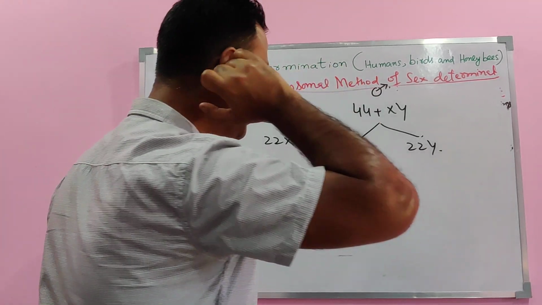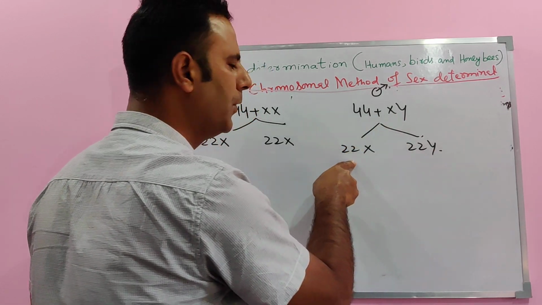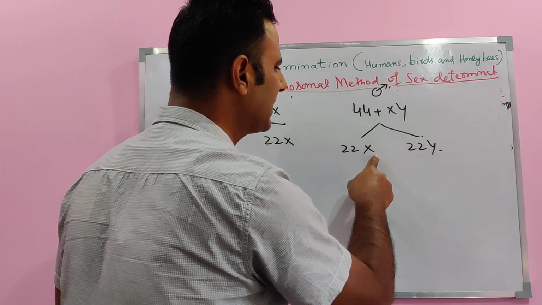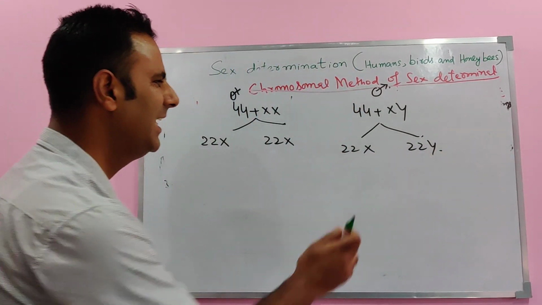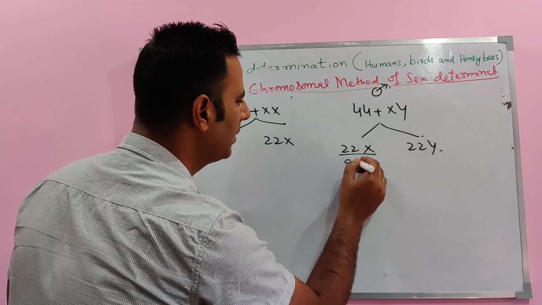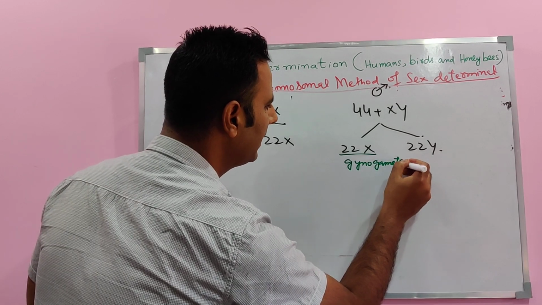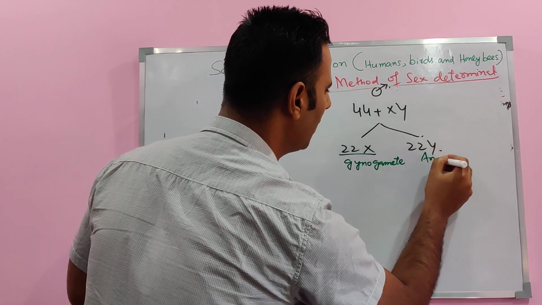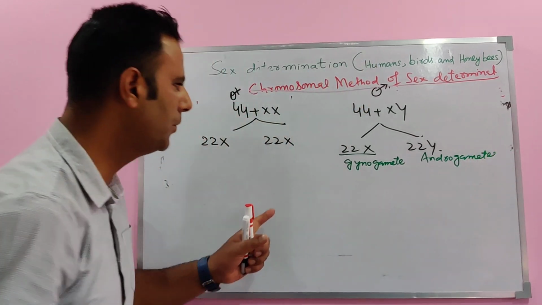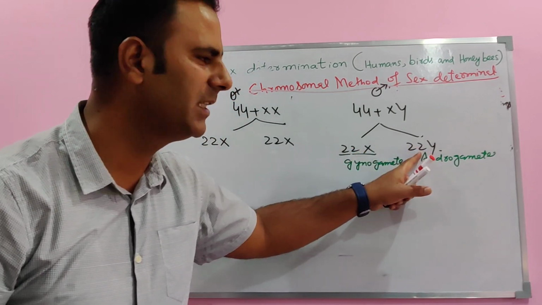On the contrary, if we see the males, we have 44 plus XY. The males can produce two types of gametes, 22X and 22Y. They are different. This gamete we call gynogamete, and this gamete we call androgamete. So males are producing two types of gametes, gynogametes and androgametes.